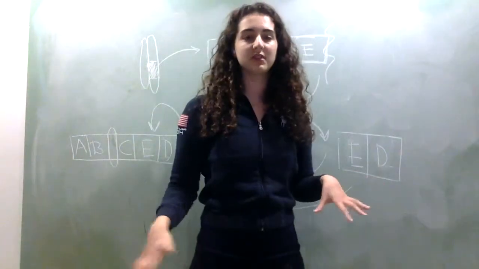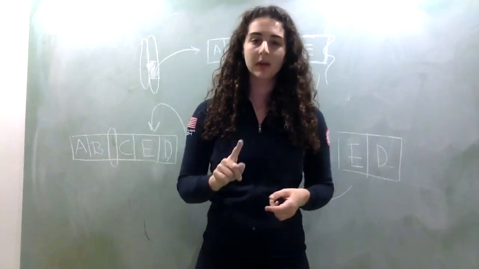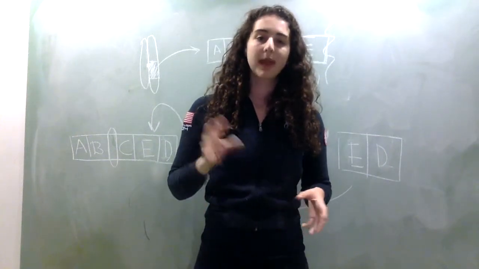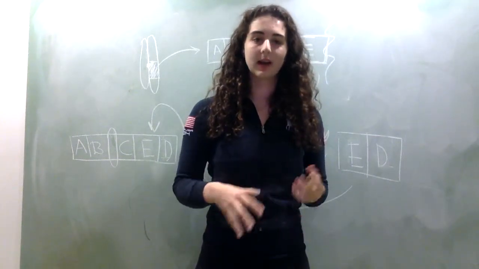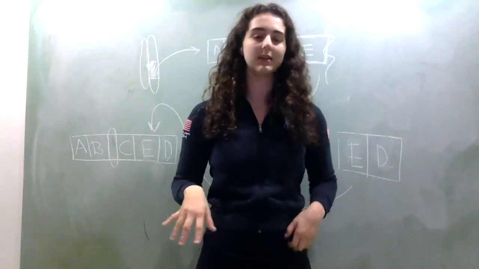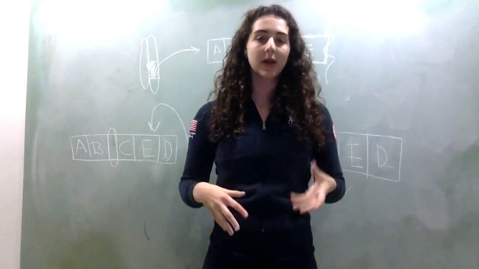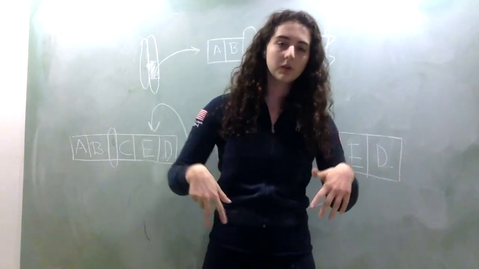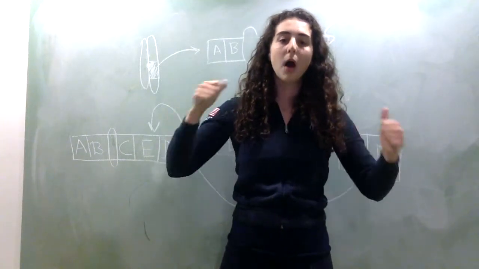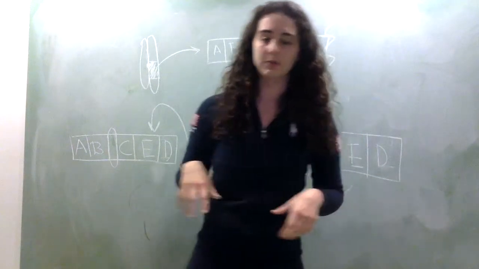So as I just mentioned, there are 2 types of inversions, pericentric and paracentric. They're so similar, I don't know why they decided to name them such similar names. Pericentric is where an inversion includes the centromere, and paracentric is outside the centromere.